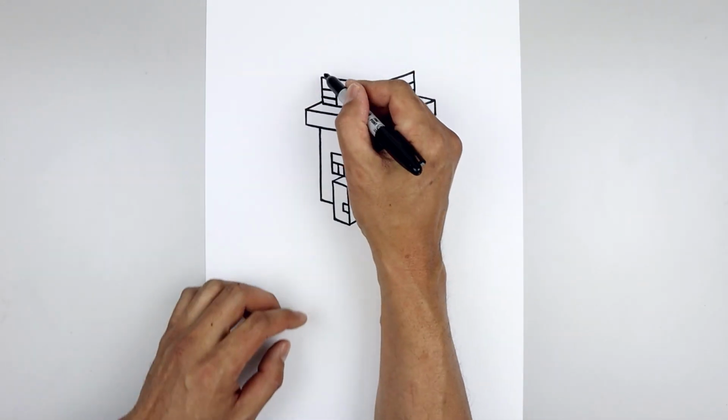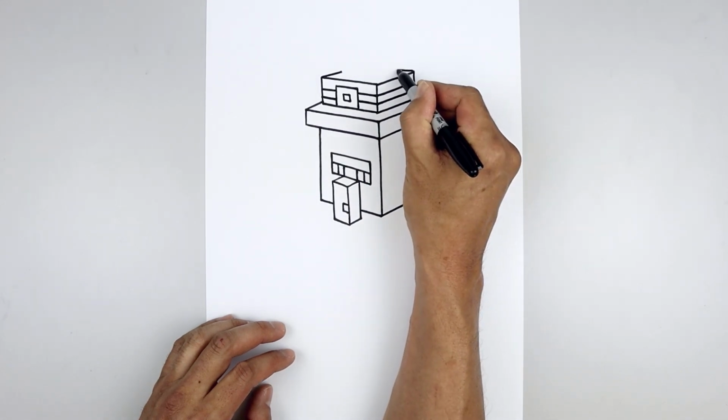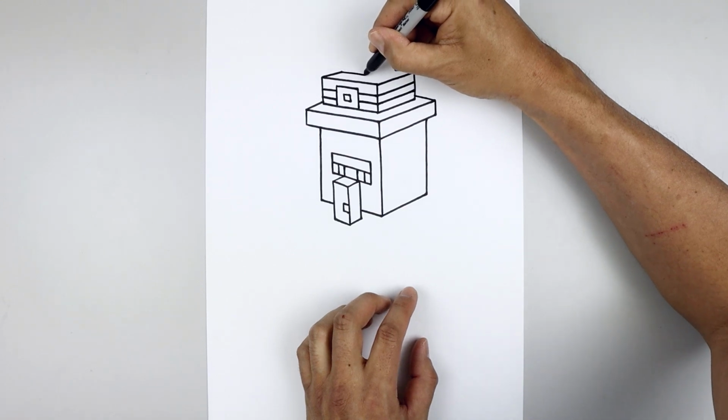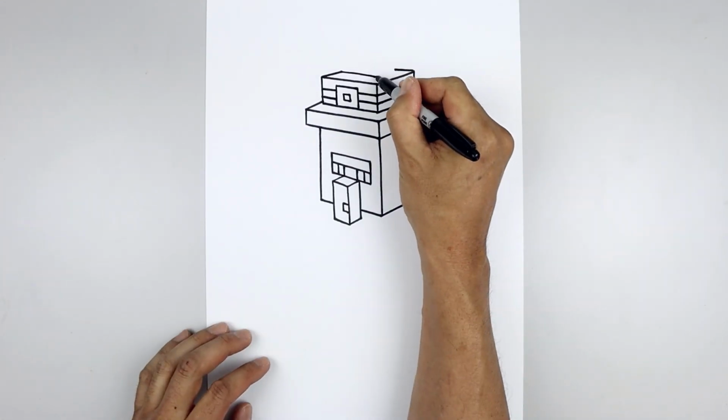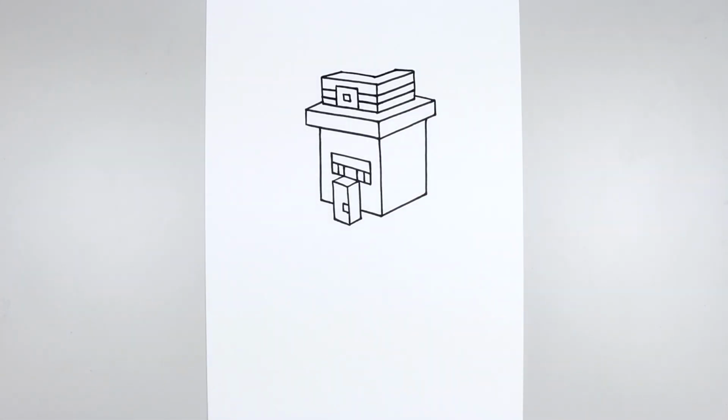Now let's go up to the top corners, angle this in and up with a short line. Now trace this angled line, coming down and in towards the middle, and then up towards the back.